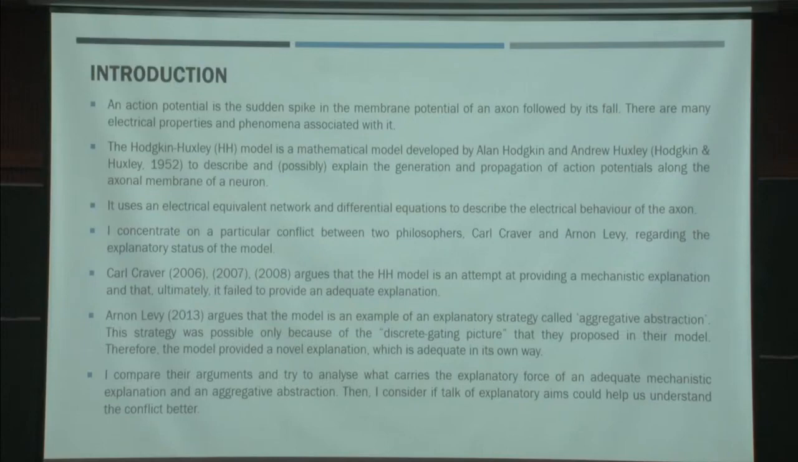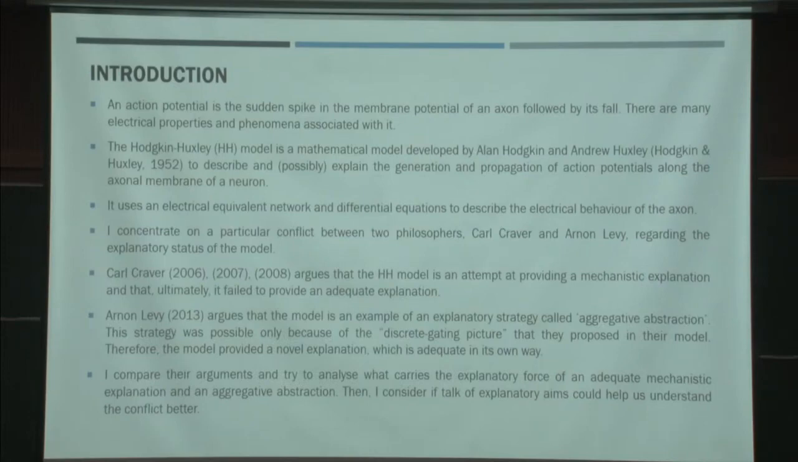Within that model, I concentrate on a particular conflict between two philosophers named Craver and Arnon Levy. Basically, they both discuss the explanatory status of that particular model. Craver argues that the Hodgkin-Huxley model is a deficient explanation because it attempts to provide a mechanistic explanation, but it doesn't succeed in doing so. So that's why it's a deficient model.